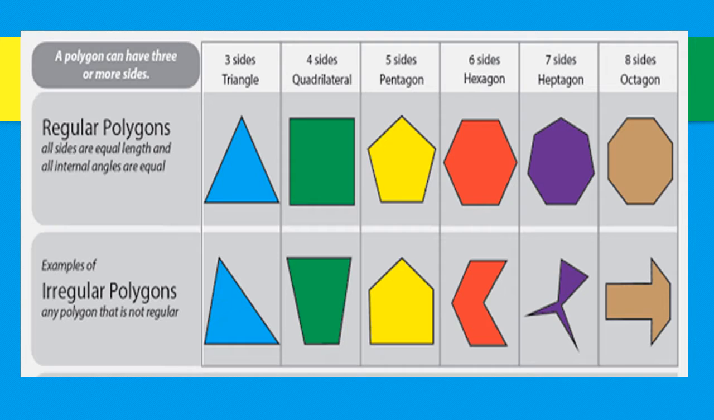Just like the example given in the illustration, a triangle which is colored blue, for the first row, that is regular polygons, and the second row, that is irregular polygons. As you can see in the illustration, you can now differentiate regular polygons from irregular polygons.